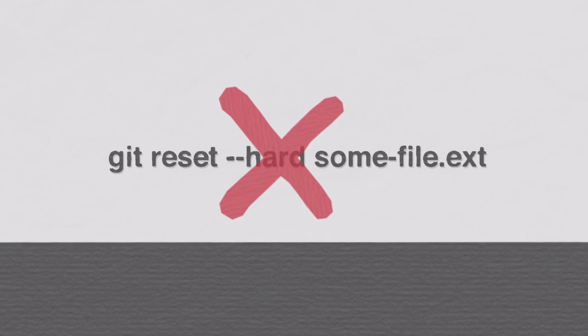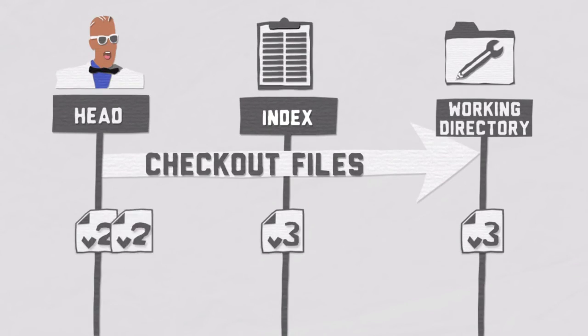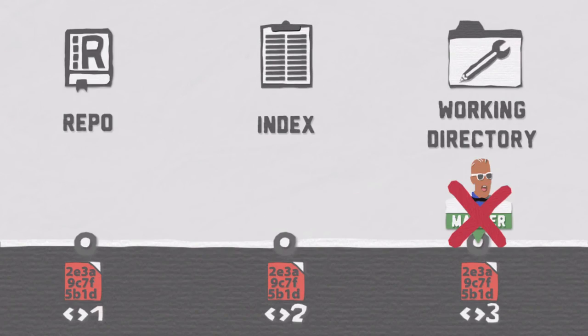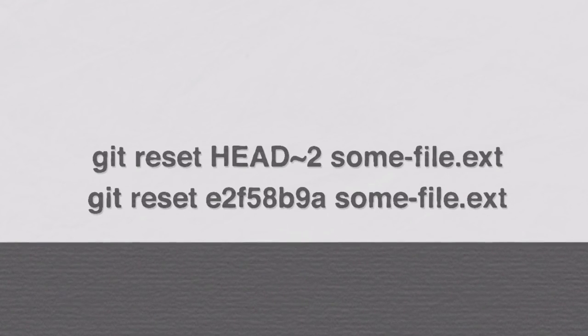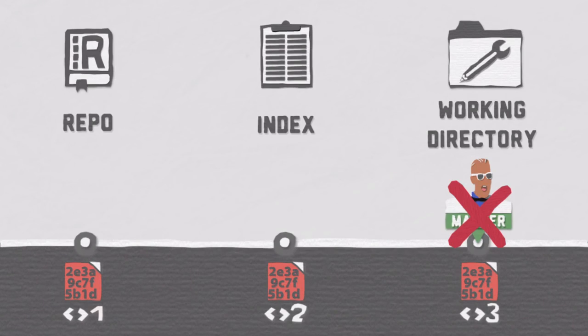This functionality is accomplished by git checkout with a file name. Git checkout some file name is actually what git reset hard some file name would do, but Git does not let us use the hard option. Let's take this another step further. We can target any commit to reset a specific file, not just the most recent one, represented by head.